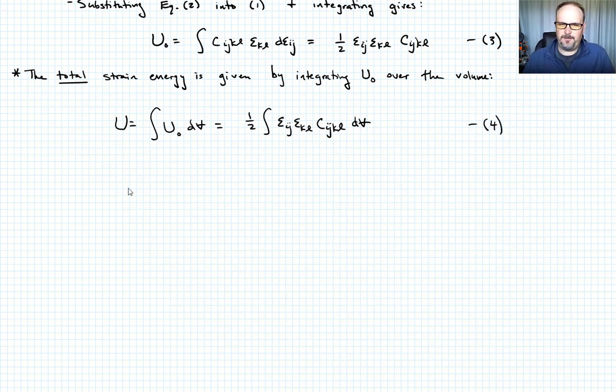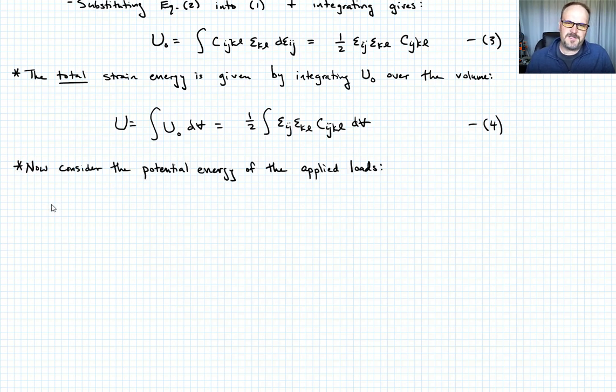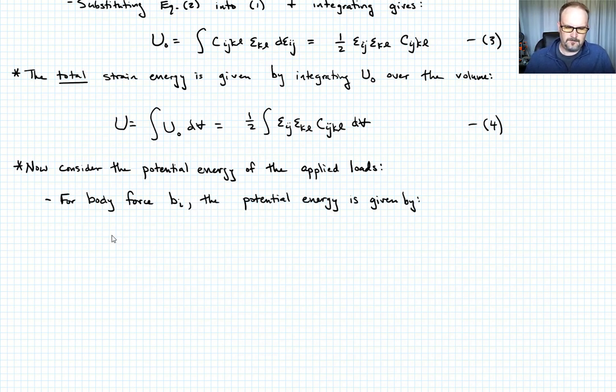Now we want to consider the potential energy of the applied loads. The first applied load we'll think about is the body force. For body force, we'll call it B sub i, so there's the vector quantity. The potential energy is given by negative integral u i b i dV. That negative is because it's an applied load, and as we move through the distance u i, we reduce the potential energy of the system. Let's call that equation 5.